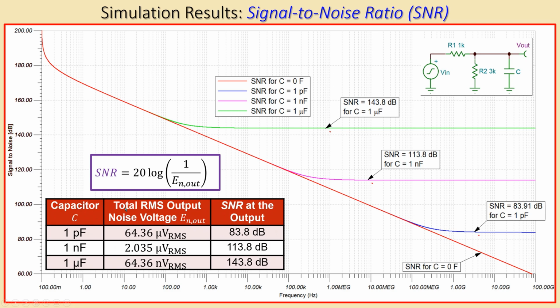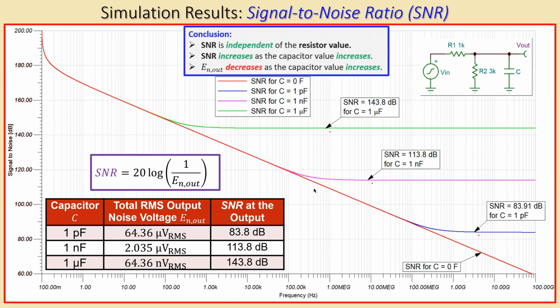So this is the total RMS noise voltage, and if you do the math here, just substitute in this formula, you will get these results, and these are very close to what we have here. For some of them they are exactly equal to each other. So that is a very nice result.